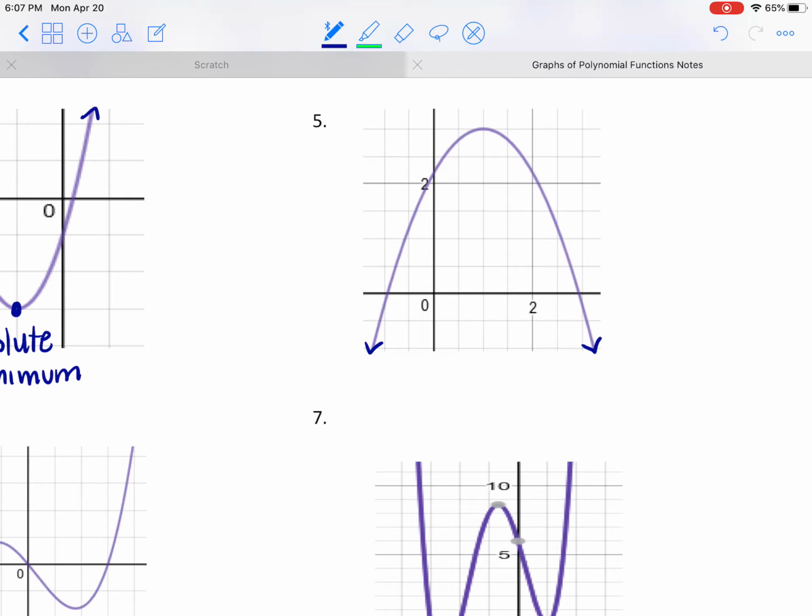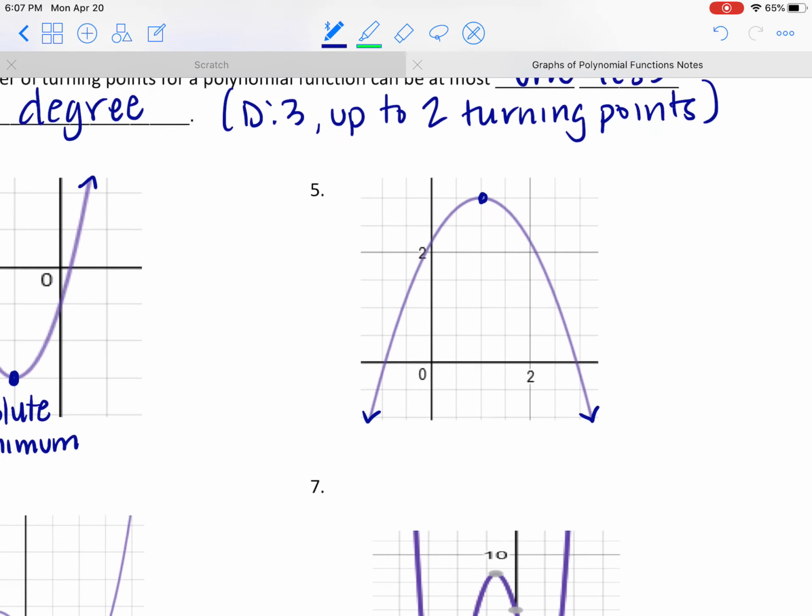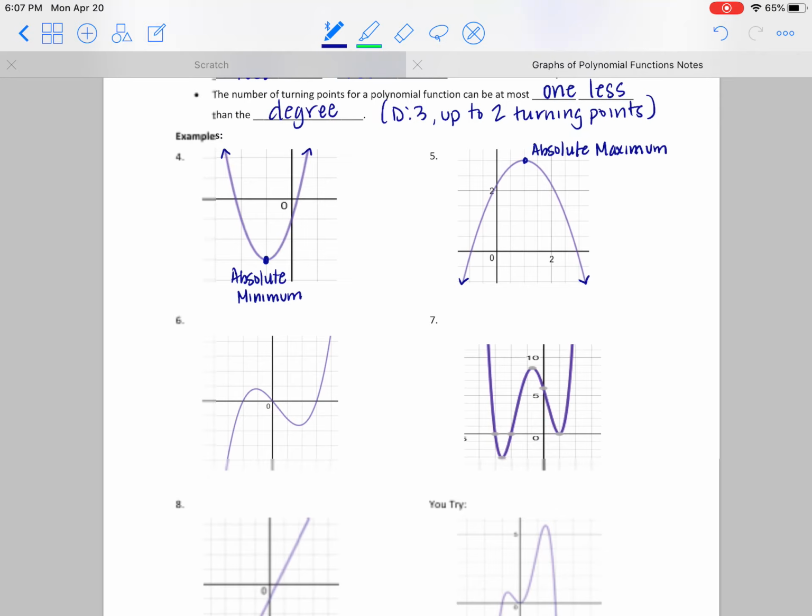Okay, now again, looking at number 5 here, I have end behaviors that match. So I know that this is a polynomial function with an even degree and it's got a negative coefficient, and one turning point means probably a degree of 2. Okay, so now this turning point, what kind of classification does it get? Well, this turning point, this vertex, is the absolute highest point on the graph. So we would call this turning point an absolute maximum for the graph.